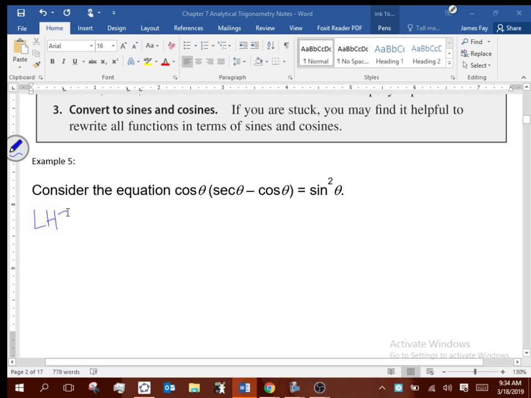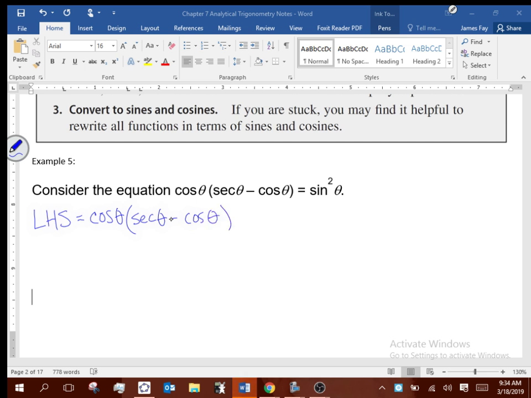choosing a side. And I say LHS for left-hand side. We're at LHS, and then we're going to write down what that left-hand side looks like. It's cosine theta, secant theta minus cosine theta.